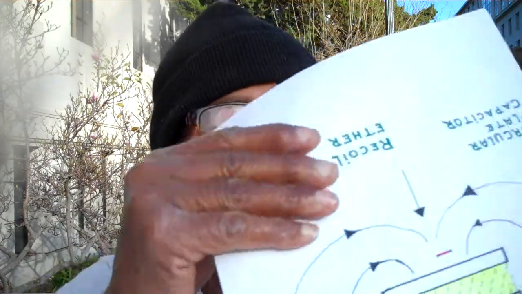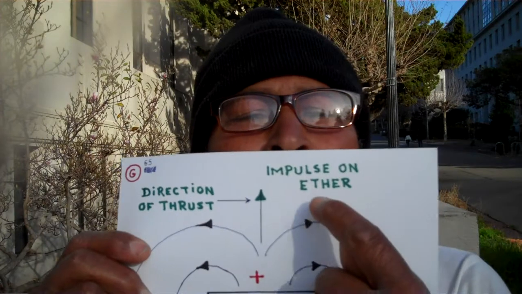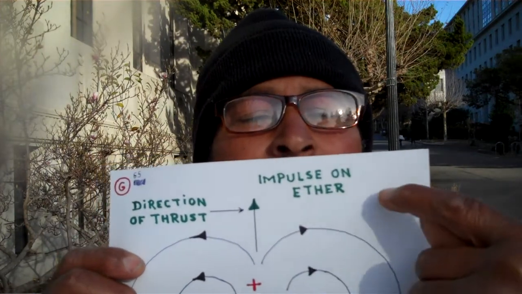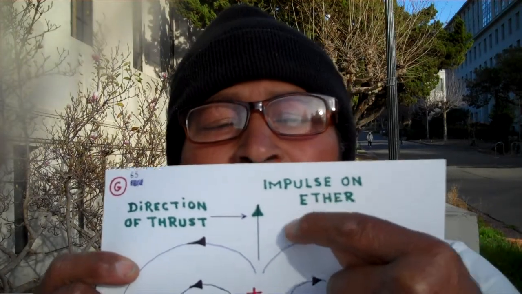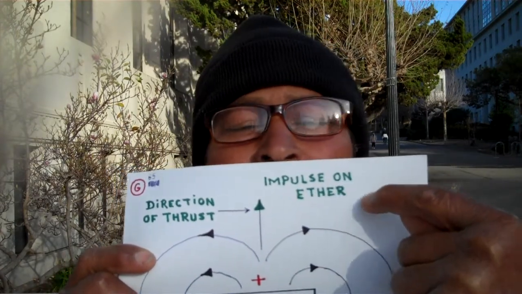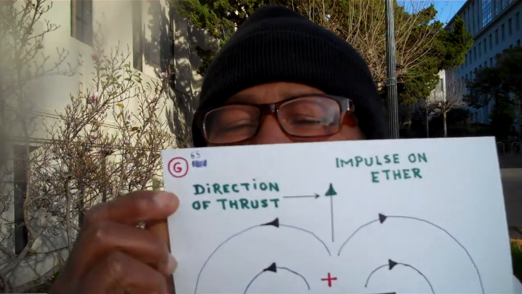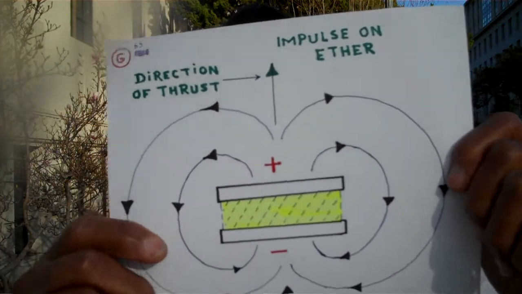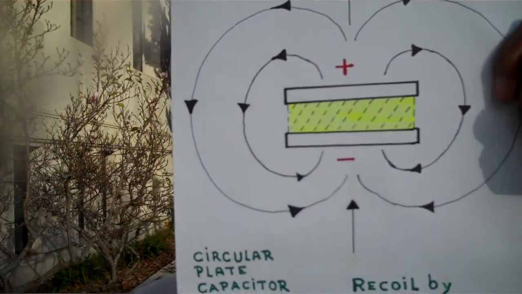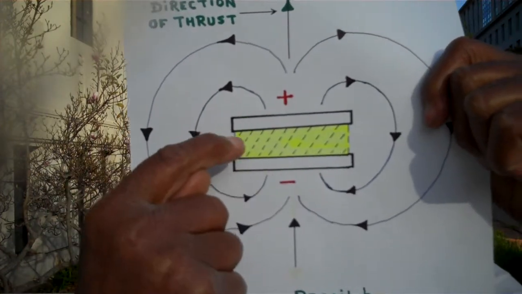Hold on, please. Now, you have an impulse. The impulse is in the ether. The impulse on the ether is in the direction of the arrow right here. This is the direction of the thrust. This here, the best thing to use are circular plates, capacitors, circular plate capacitors like this.